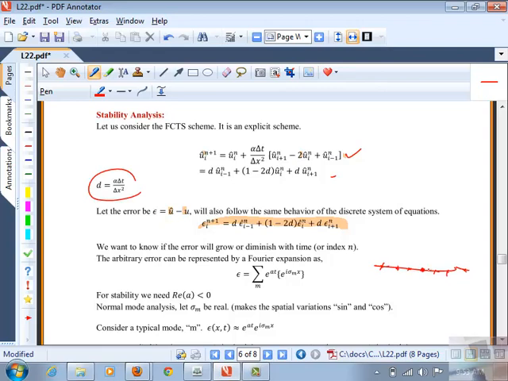But the one that's more popular is the so-called von Neumann method, where you say, if I have an error, if I can plot the error versus x, okay, and it is some sort of an arbitrary error at some time, that arbitrary error can be represented in terms of a Fourier series.